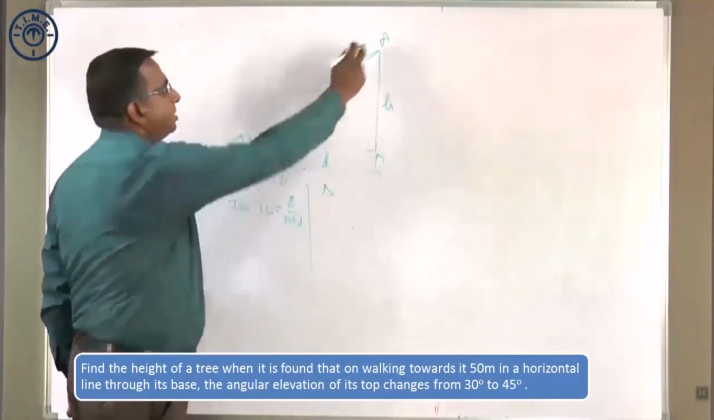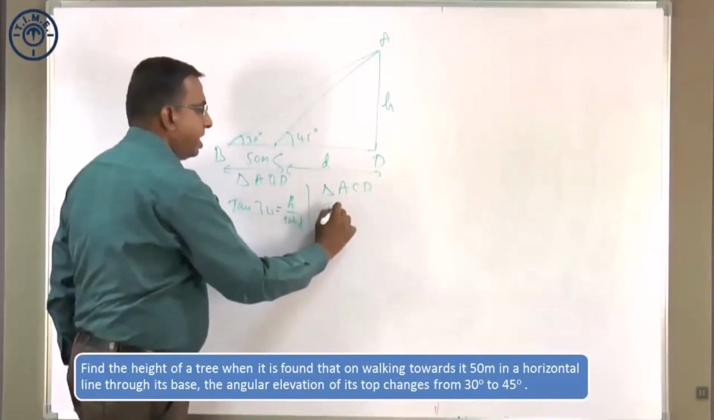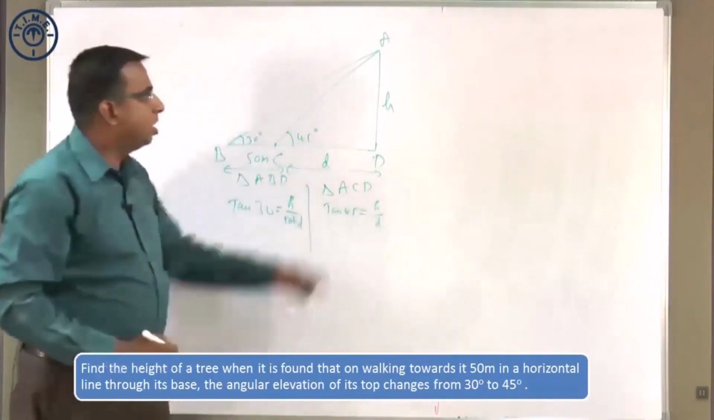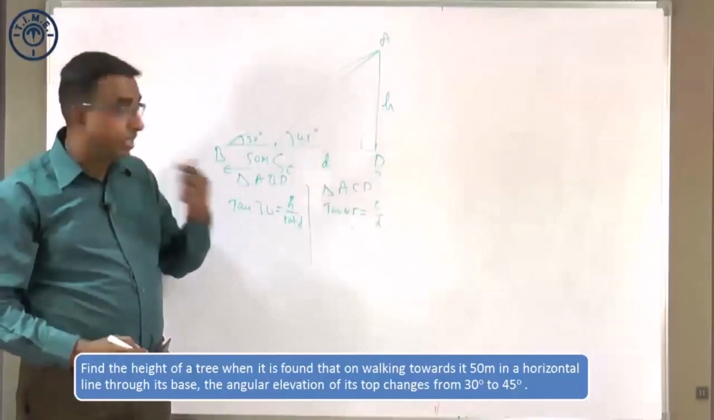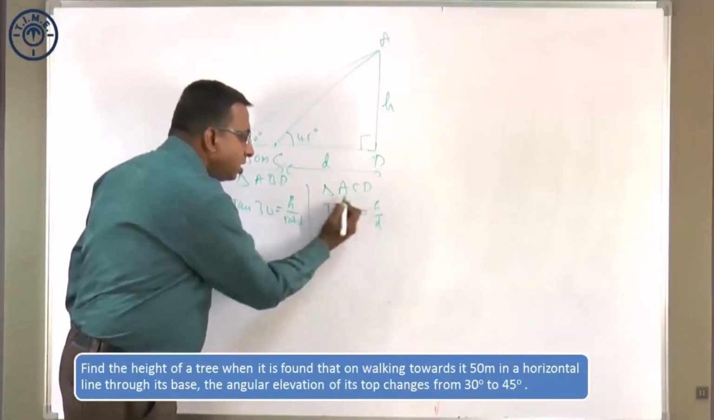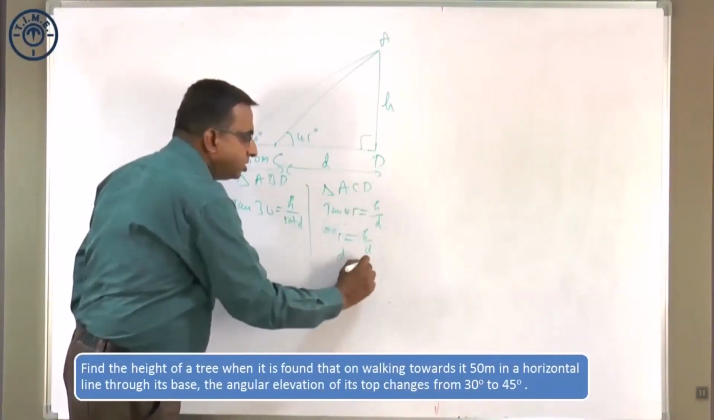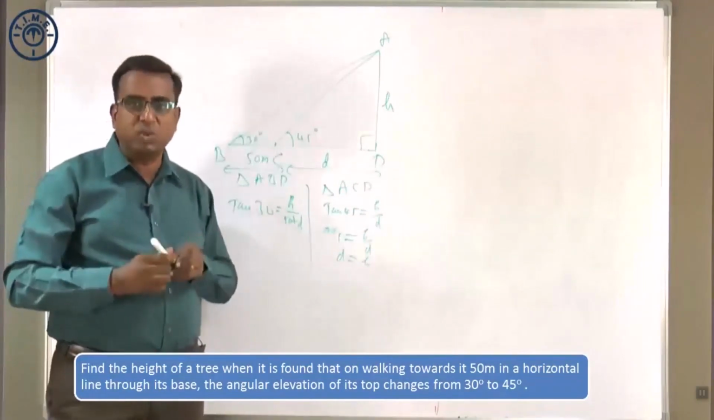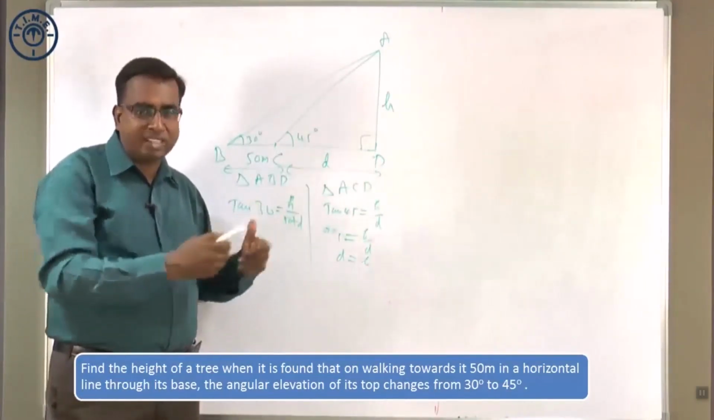Let's look at the other triangle, that is ACD. Tan 45 is h by d, opposite by adjacent. From here you could see that 1 equals h by d, or d is same as h. Actually our interest is to find h. d is something which we created just as an intermediate step. We don't require to know this d.